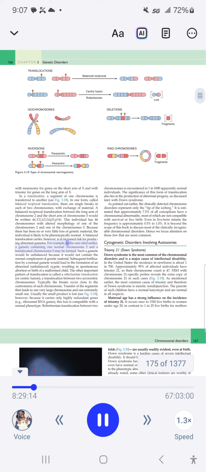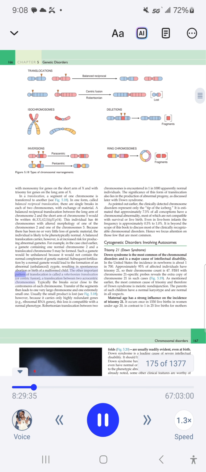For example, in the case cited earlier, a gamete containing one normal chromosome 2 and a translocated chromosome 5 may be formed. Such a gamete would be unbalanced because it would not contain the normal complement of genetic material. Subsequent fertilization by a normal gamete would lead to the formation of an abnormal, unbalanced zygote, resulting in spontaneous abortion or birth of a malformed child.